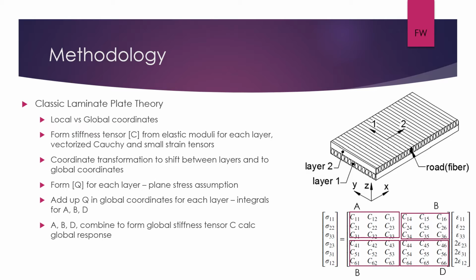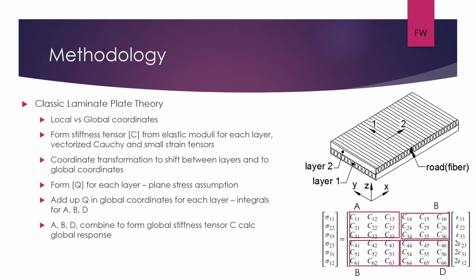We can transform between each coordinate system per layer using a transformation tensor, which just takes the input of the angle difference between direction 1 of each layer. We can also use this tensor with a different angle input to calculate or find our global coordinate system. The global coordinate system will be used for the overall layup, or the total part consisting of all of the layers.